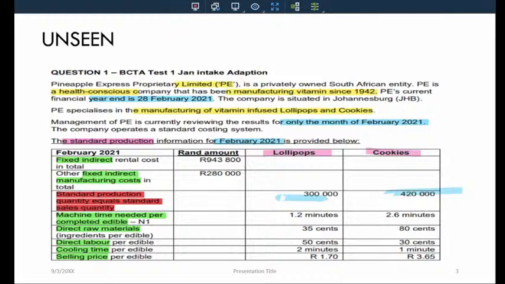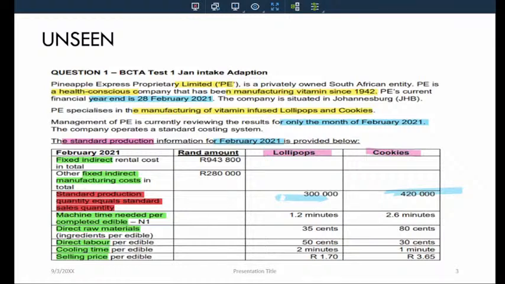The management of P is currently reviewing the results for only the month of February 2021. So do you agree that the information that will be given is only February? So it's only for 1 month. But had I given you information for 12 months, do you agree that you would have needed to divide by 12 to get to 1 month? So you need to start reading with intent and making sense of everything, because things can change in the required.